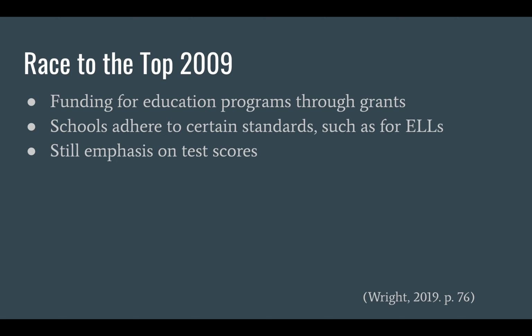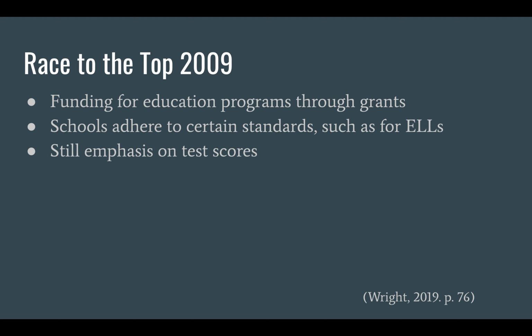Next is Race to the Top. This was in 2009. So, as federal administration dealt with the No Child Left Behind Act and its consequences, they implemented a few different policies. One of them was called Race to the Top. Race to the Top provided funding for education programs through grants so that they could work on improving their educational programs.